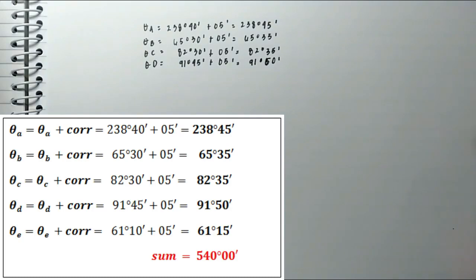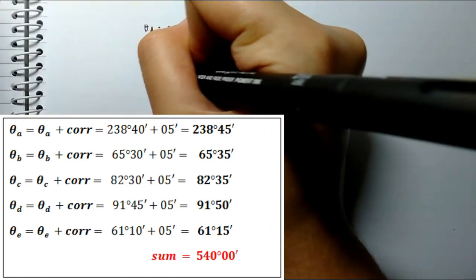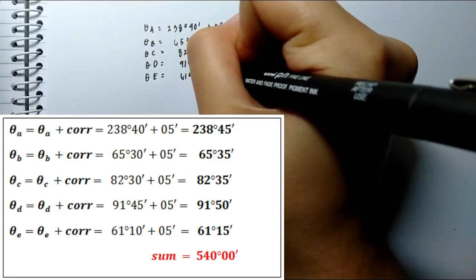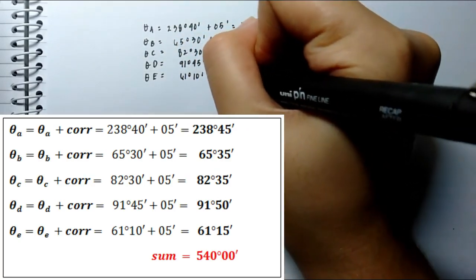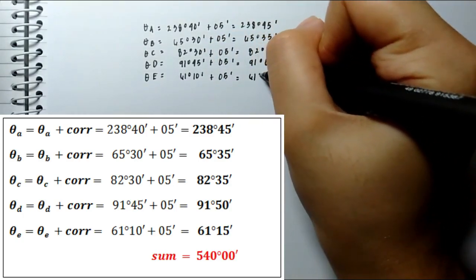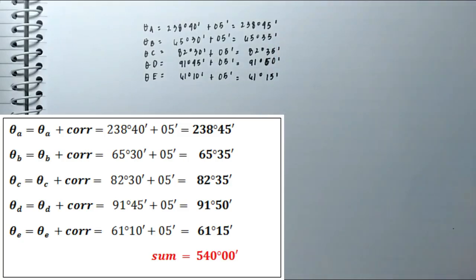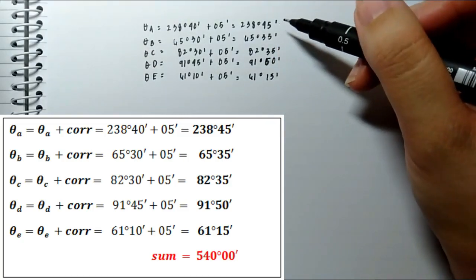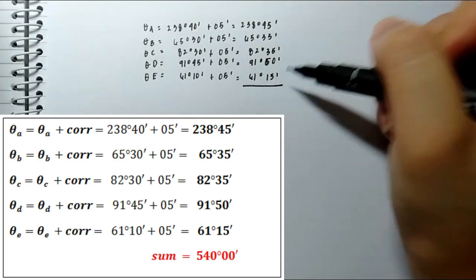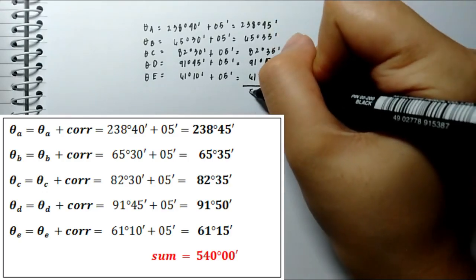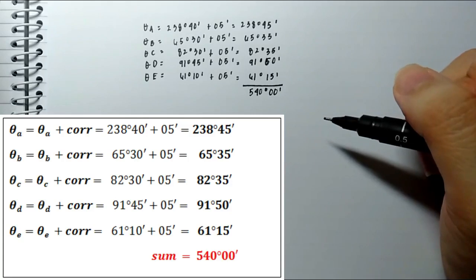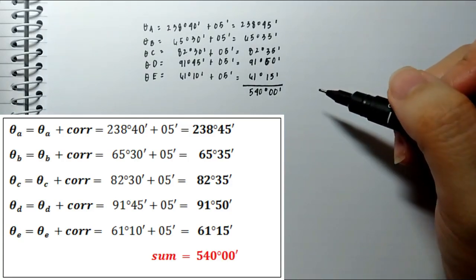So, lastly, station E is 61 degrees, 10 minutes plus 5 minutes. The answer would be 61 degrees and 15 minutes. So, we would add all of these corrected na interior angle. So, ang answer would be 540 degrees. So, katulad ng answer natin na nakuha sa sum B.